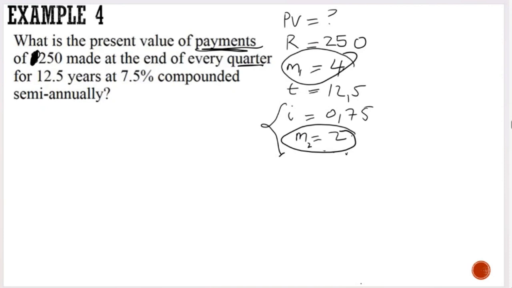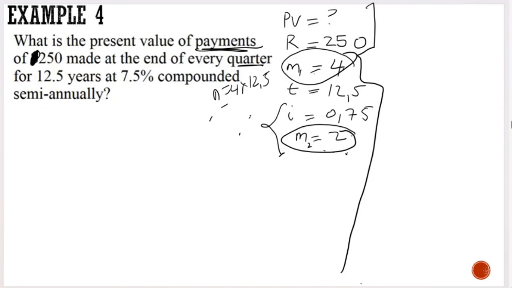Okay, so once we've got a problem as such, we need to go out of this context. Take our interest out of this. So for this one, our n is equal to 4 multiplied by 12.5, which is equal to 50. Our n is equal to 50, but we've got a problem here.